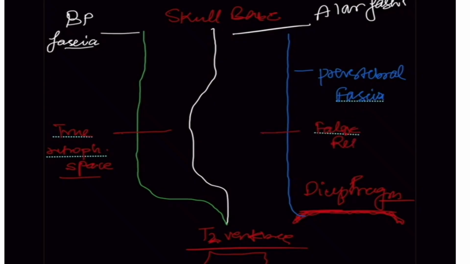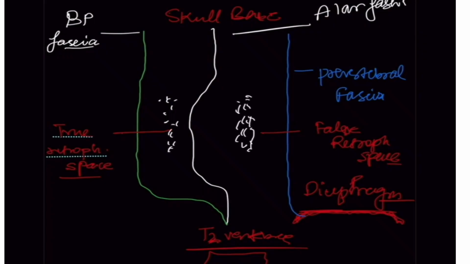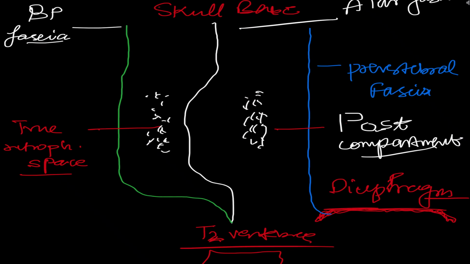It extends from skull base up to T2 vertebrae, and anteriorly there is buccopharyngeal fascia, posteriorly alar fascia. That was all about the retropharyngeal space. As you can see, there are two compartments, anterior compartment and posterior compartment. This is the final picture of the retropharyngeal space anatomy, where we can see all its extents. Now you don't have to remember or memorize anything.